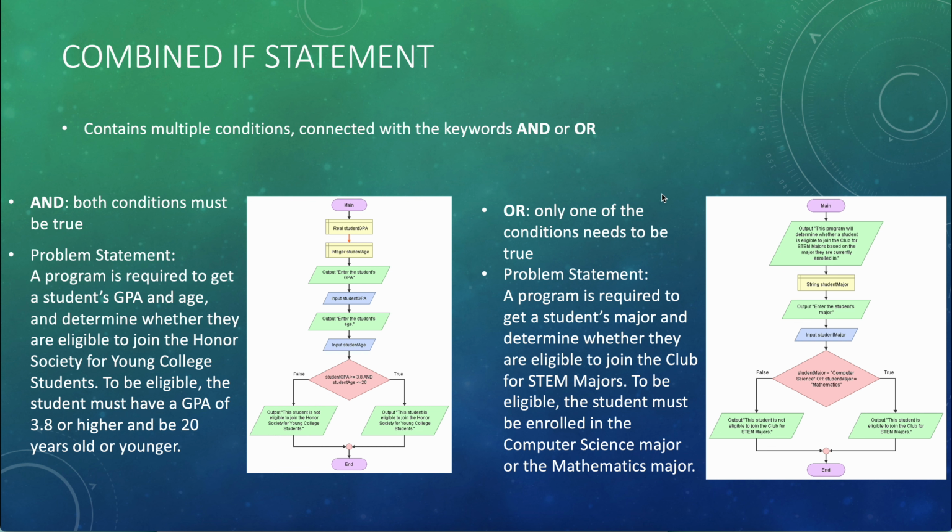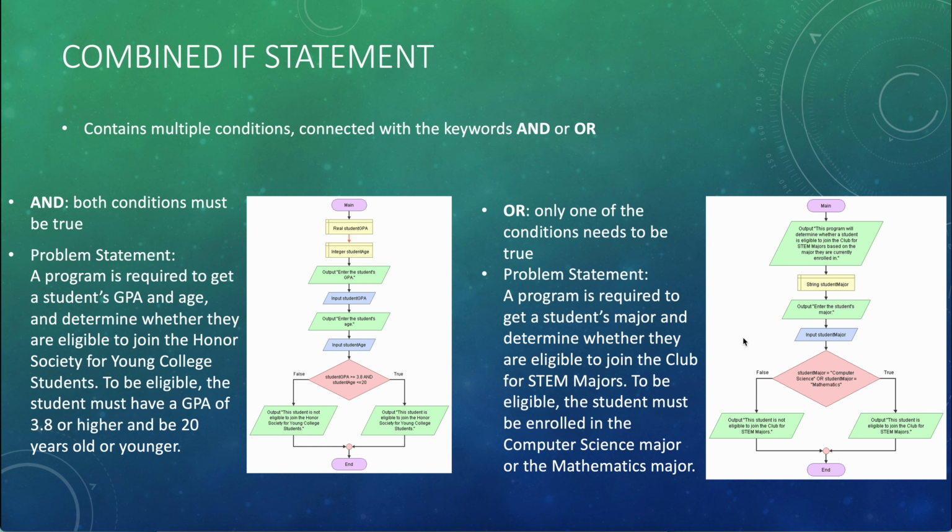So in this example, a program is required to get a student's major and determine whether they are eligible to join the club for STEM majors. To be eligible, the student must be enrolled in the computer science major or the mathematics major. So either one of these majors will qualify them to join this club.